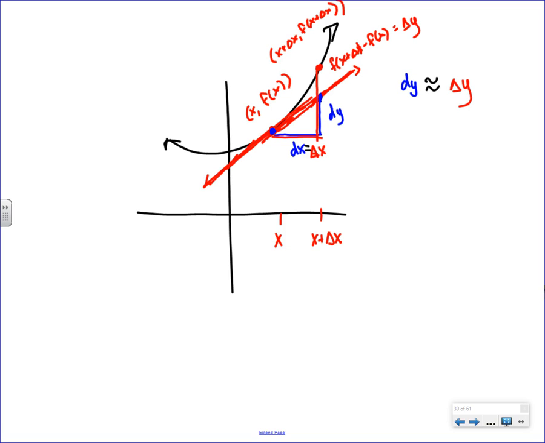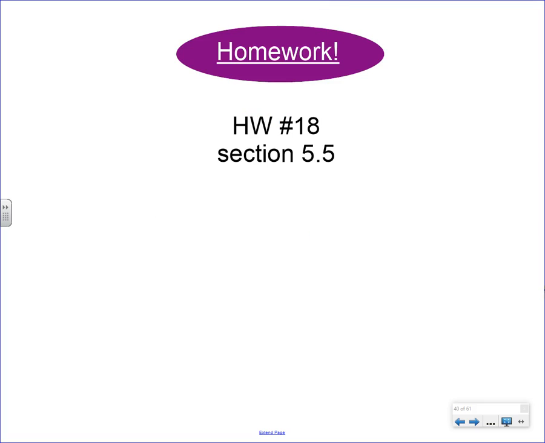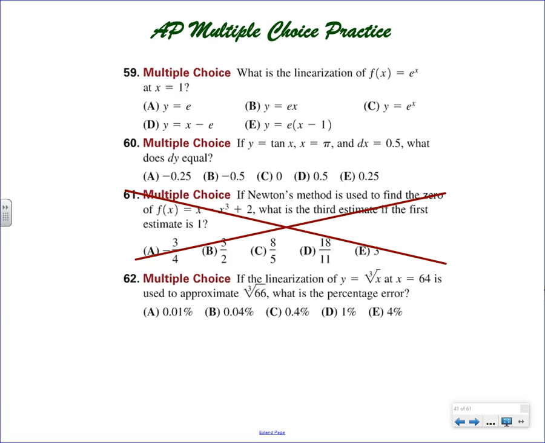Yeah, exactly. Okay, guys, you want to write down your homework? Yes, ma'am. Not yet. Nope. Workspace. 59, 60, 62. It shouldn't take you super long.